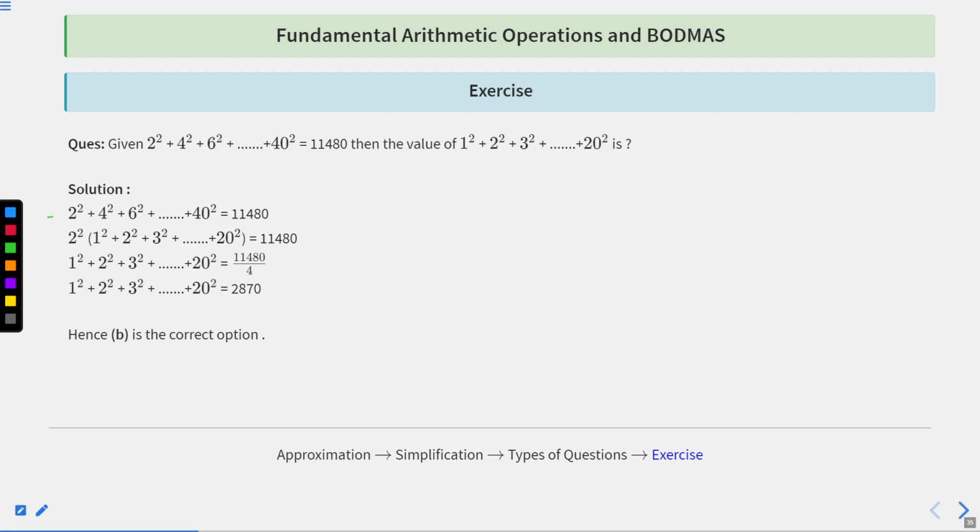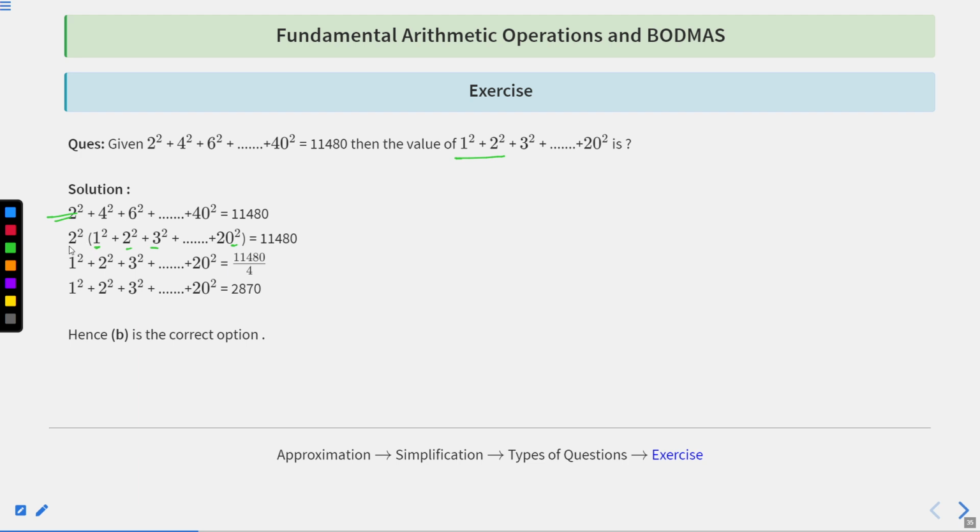So this value is given to us: 2 square plus 4 square plus 6 square plus dot dot dot plus 40 square equal to 11480. So we have to find the value of this thing. You observe that 2 square is common in each of these, so we can take 2 square common. So we will have 1 square plus 2 square plus 3 square plus dot dot dot 20 square. And now if you see, this is exactly what was asked in the question in the first place.